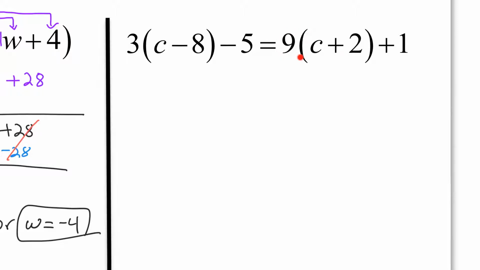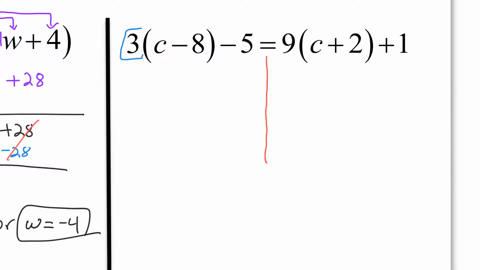Same thing on this side of the equal sign. There's a 9 and there's a parenthesis c plus 2. So you are going to multiply all of this inside by 9, but not the plus 1 because that's outside of the parentheses. So let me bring down the line right here. I am going to distribute.